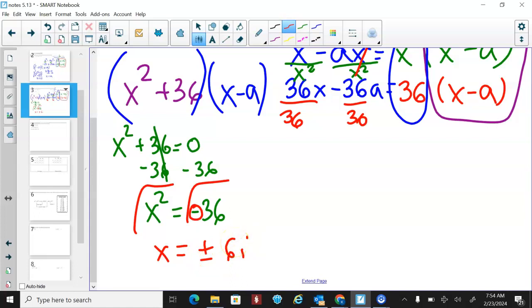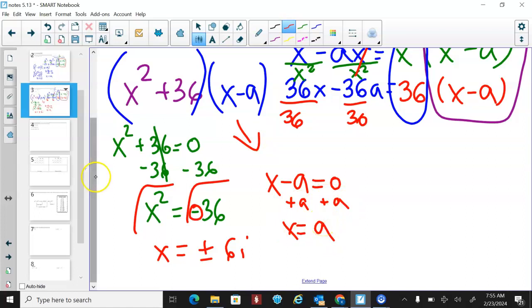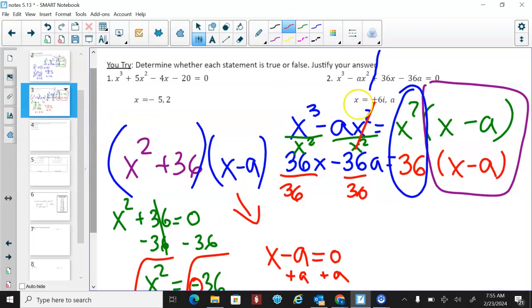Now, for the second one, it's x minus a equals 0 right here. All right, so we're going to add a, x will equal a. So what was our question right here? What was the answer? The answer was plus or minus 6i and a. This is a true statement.